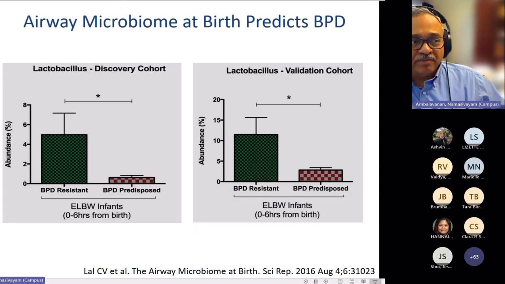We've also done microbiome analysis. That is, we have collected the tracheal aspirates at the time of birth or very soon after birth, so before they actually become colonized. And we found that even at the time of birth, preterm babies have a lot of microbial DNA in their tracheal aspirates.